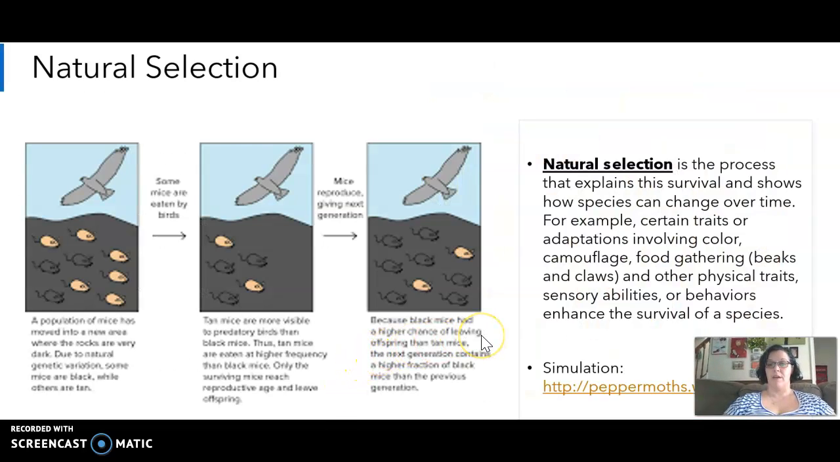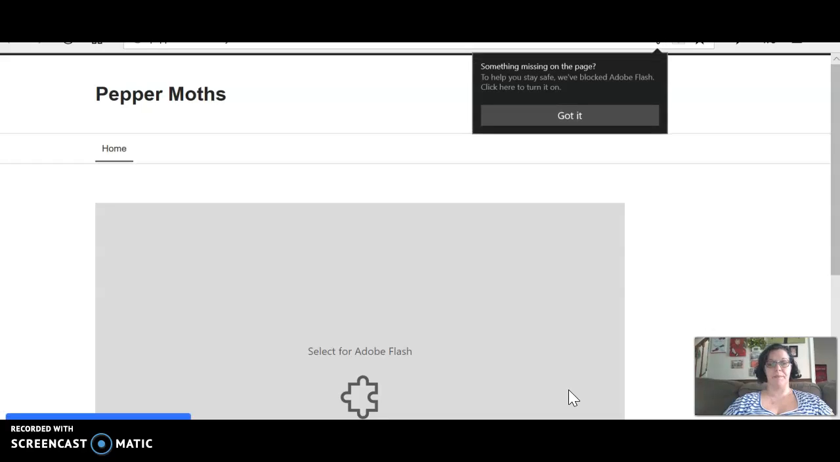Natural selection. Natural selection is a process that explains survival and shows how species can change over time. For example, certain traits or adaptations involving color, camouflage, food gathering, and other physical traits, sensory abilities, or behaviors enhance the survival of species. So here you can see my little example of field mice, and you guessed it, the brown mice did not survive. Now I did start a simulation, which I find very fun to do.